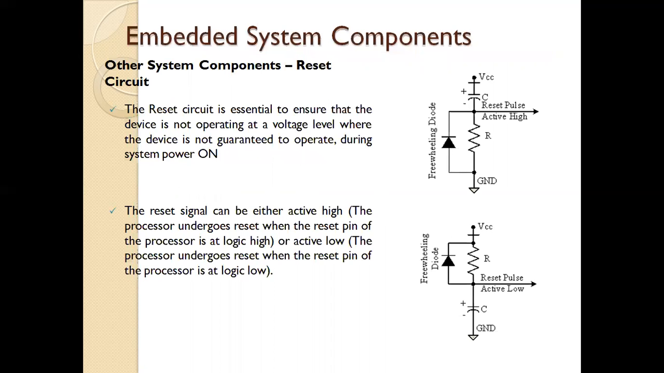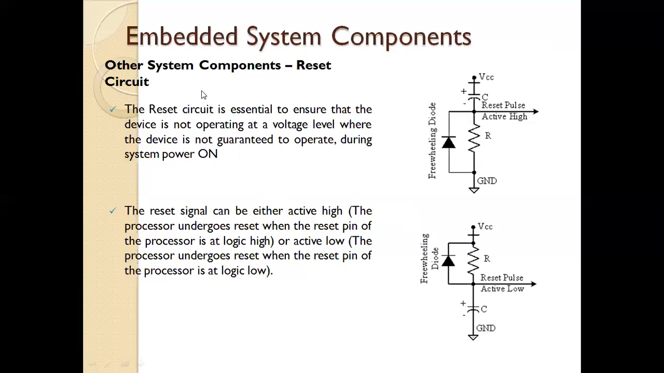So what is the reset circuit? The reset circuit is essential to ensure that the device is not operating at a voltage level where the device is not guaranteed to operate during system power on. So that is the reset signal. The reset signal brings the internal registers and the different hardware systems of the processor or the controller to a known state and starts the firmware execution from the reset vector, that is 000. The reset vector can be relocated to an address for a processor or controller supporting a bootloader.